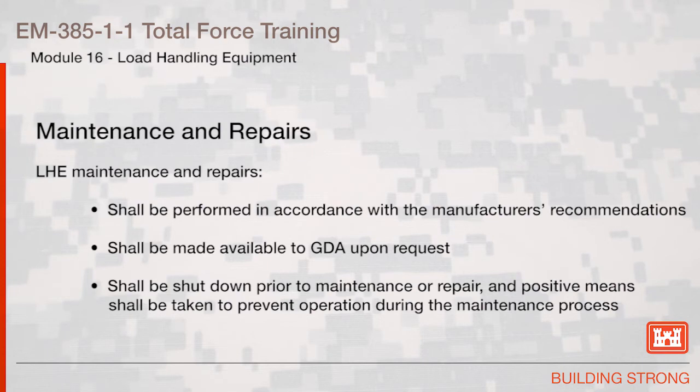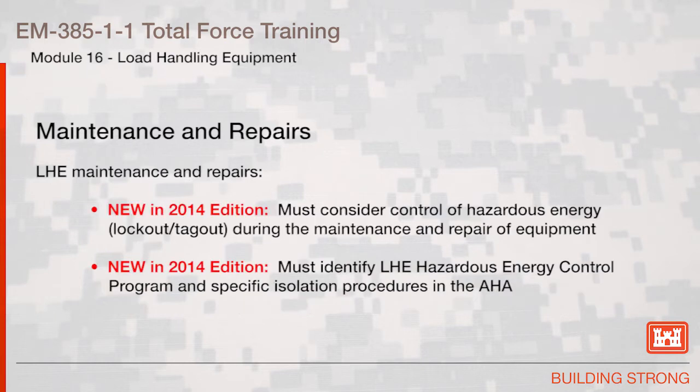For load handling equipment, maintenance and repairs shall be performed in accordance with the manufacturer's recommendations. It shall be made available to the government designated authority upon request, the equipment shall be shut down prior to maintenance or repair, and positive means shall be taken to prevent operation during the maintenance process. New in the 2014 edition, load handling equipment maintenance and repairs must consider control of hazardous energy, lockout or tagout, during the maintenance and repair of equipment. Also new in the 2014 edition, load handling equipment maintenance and repairs must identify the load handling equipment hazardous energy control program and specific isolation procedures in the activity hazard analysis.